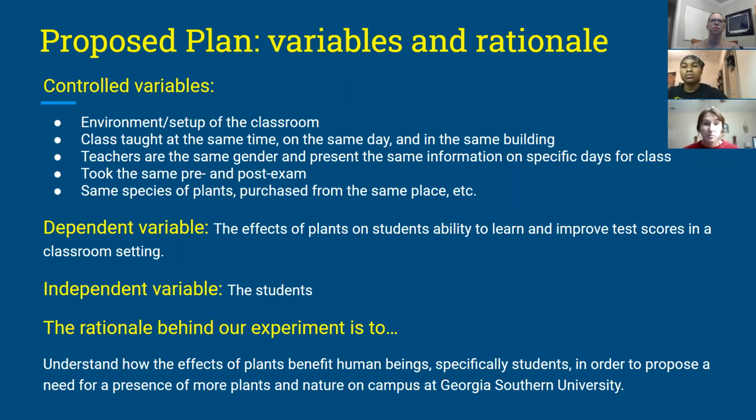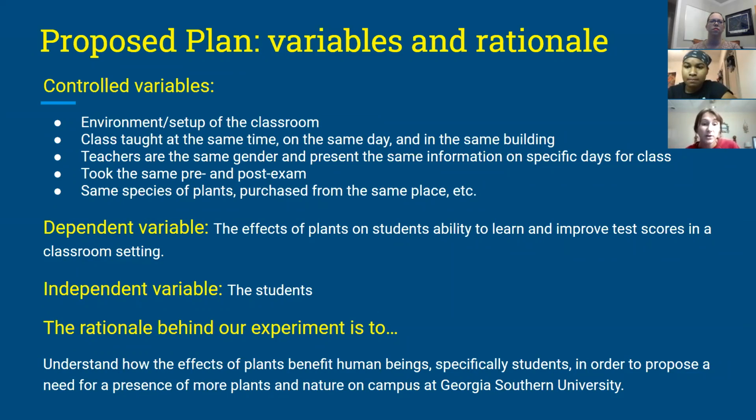For our proposed plan, for our control variables, we want to make sure that our environment and our classroom are going to be set up the same way. Our class will be taught at the same time and on the same day in the same buildings. Teachers are going to be the same gender and present the same information on specific days for class. The students are going to take the same pre and post exams. We're going to have the same species of plants in the classrooms purchased from the same place, at the same cost, everything.